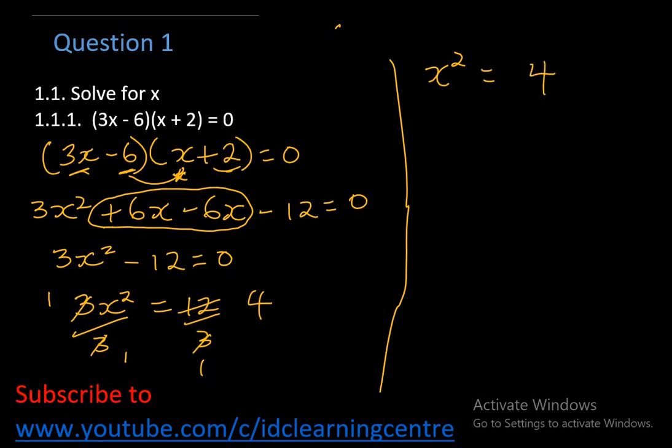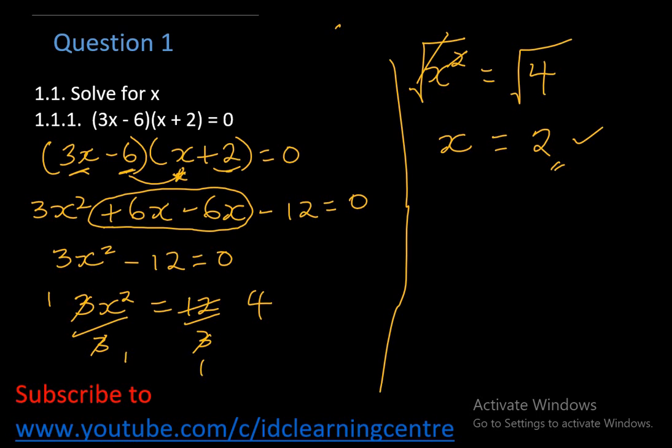To get the value of x, you take the square root of both sides, because the square root will cancel the square. x stands alone, and the square root of 4 is 2. Here we go, we have our answer.